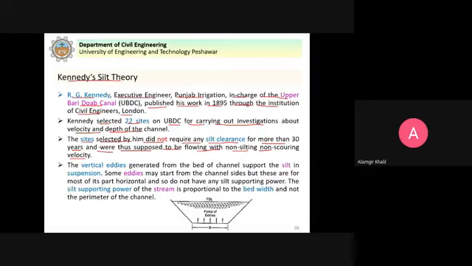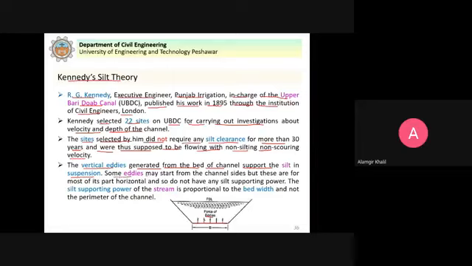According to Kennedy, the vertical eddies generated from the bed of the channel support the silt in suspension. What Kennedy's theory says is that the water is flowing in a channel. So along the bed of the channel, as the water flows, we have an unlined canal, so there will be friction. And because of the friction, these eddies will generate. Clear? And these eddies will keep the silt in the water in suspension. These eddies will not allow this silt to settle down.